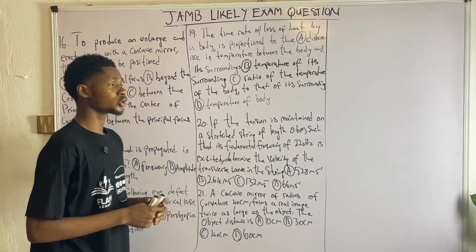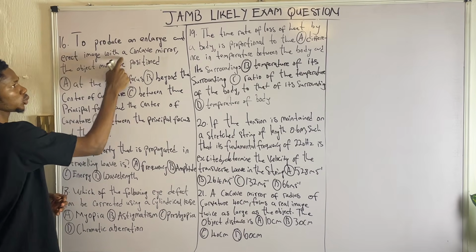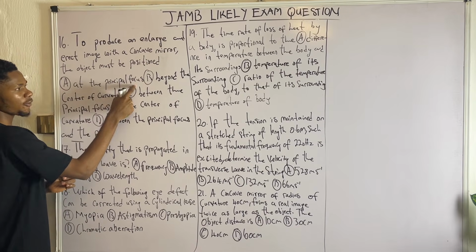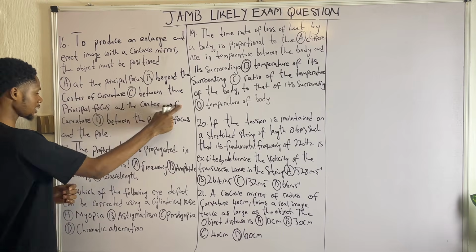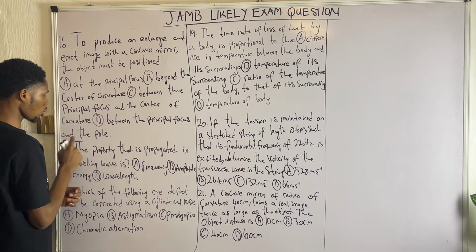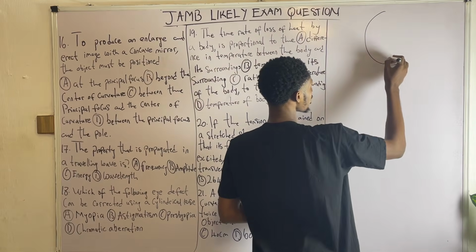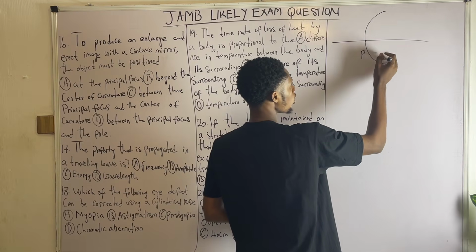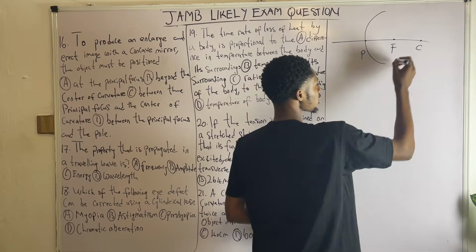Now the next question on the board, question 16: to produce an enlarged and erect image with a concave mirror, the object must be positioned dash as the principal focus, beyond the center of curvature, between the principal focus and the center of curvature, between the principal focus and the pole. Okay, now first things first, we are going to draw a concave mirror. This is the reflective surface, this point is the pole. Let's call here the principal focus and here the center of curvature.